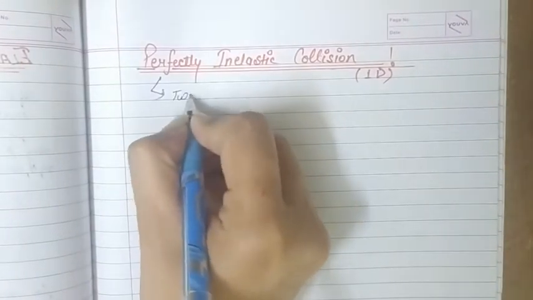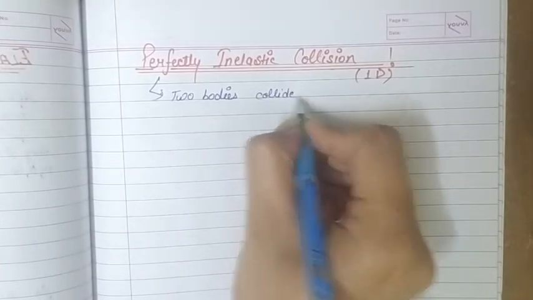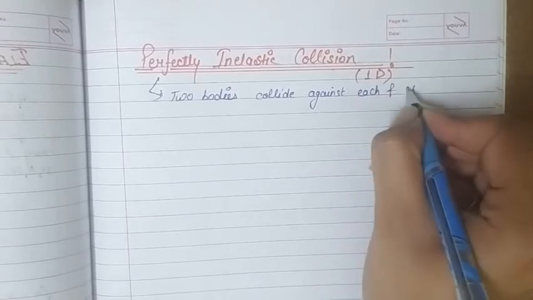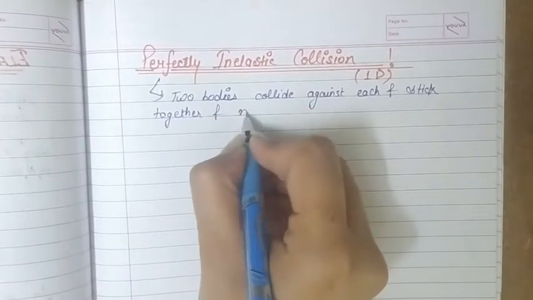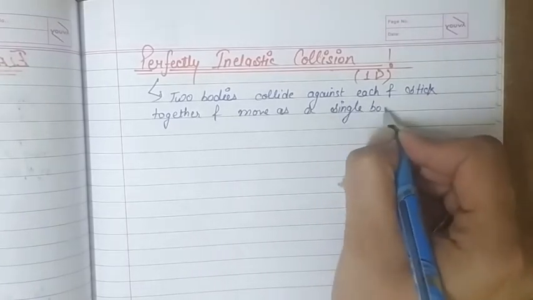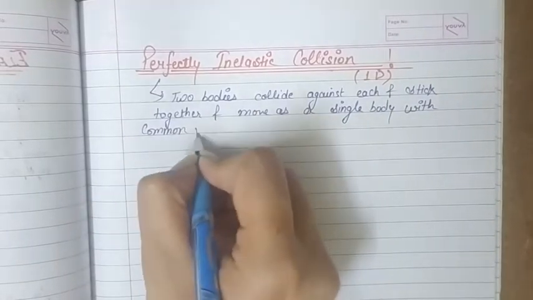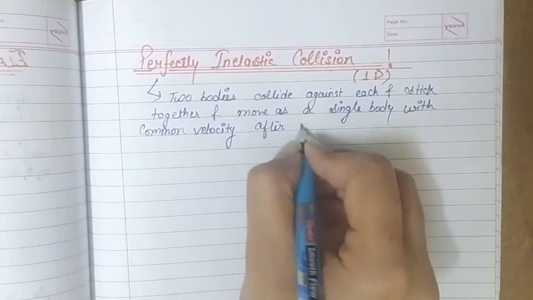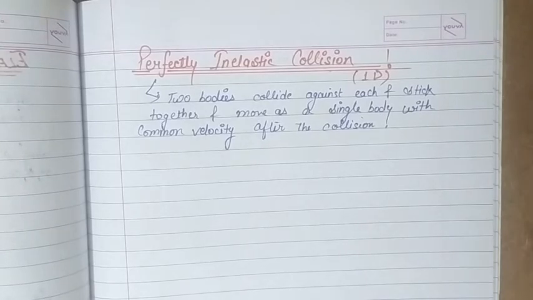So we have two bodies collide against each other and stick together and move as a single body with common velocity after the collision. Then such type of collision is called perfectly inelastic collision.